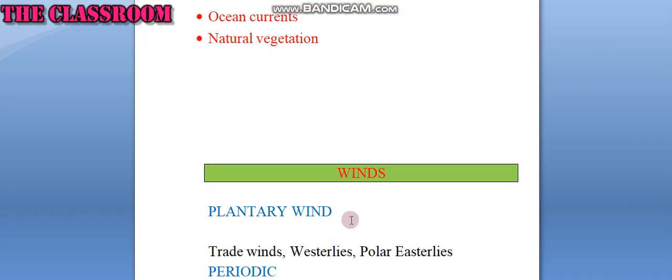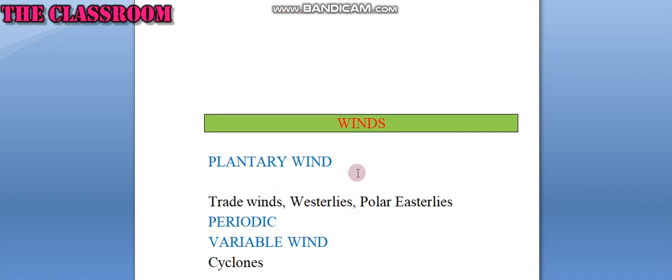Next, winds. What is wind? The horizontal movement of air along the surface of the earth is called wind, while the vertical movement of air is called an air current. Winds are generally classified into the following 4 major types: planetary winds, periodic winds, variable winds, local winds. Let us see one by one.